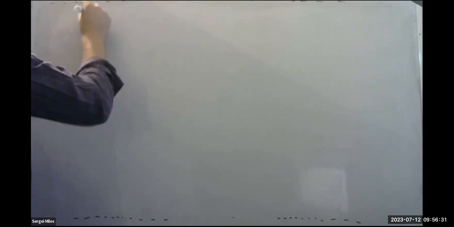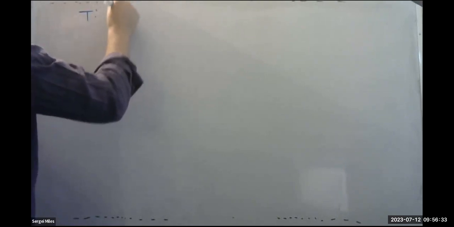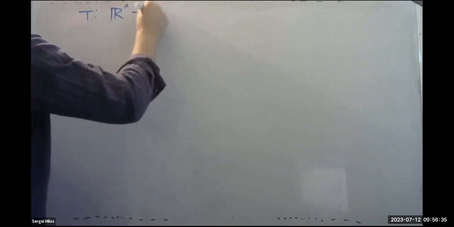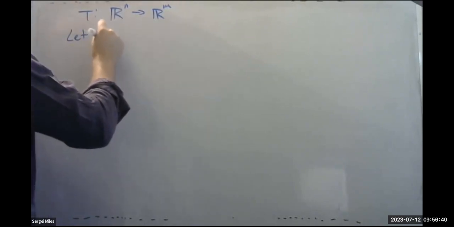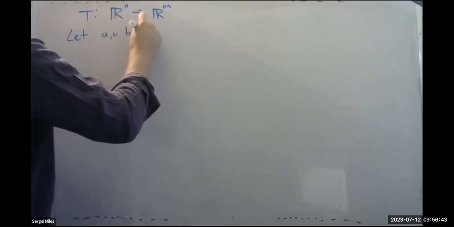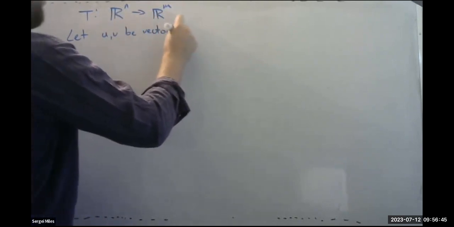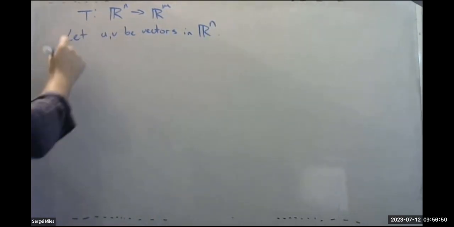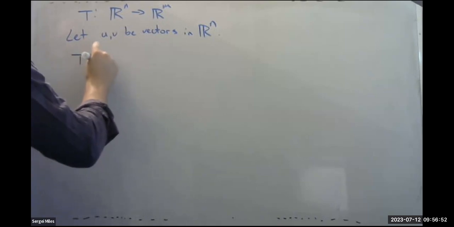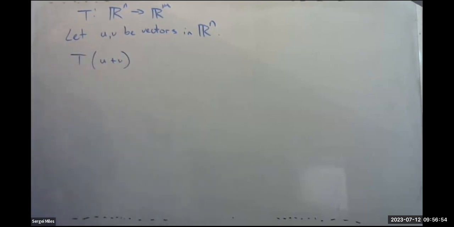Okay, so first of all, I want to note some special properties here. Let T be a transformation from Rn into Rm, and let lowercase u and v be vectors in Rn. What happens if I try to transform u plus v?